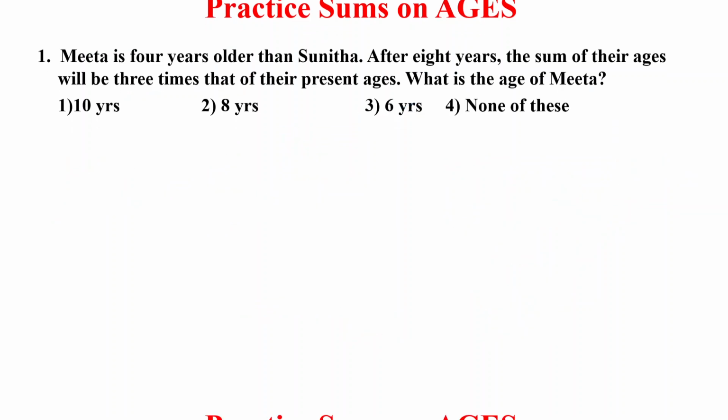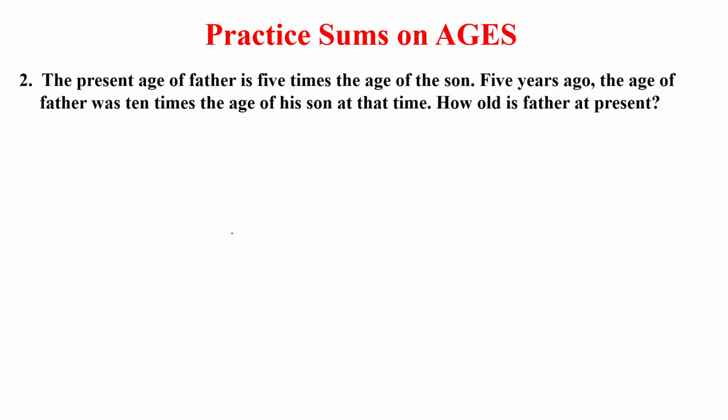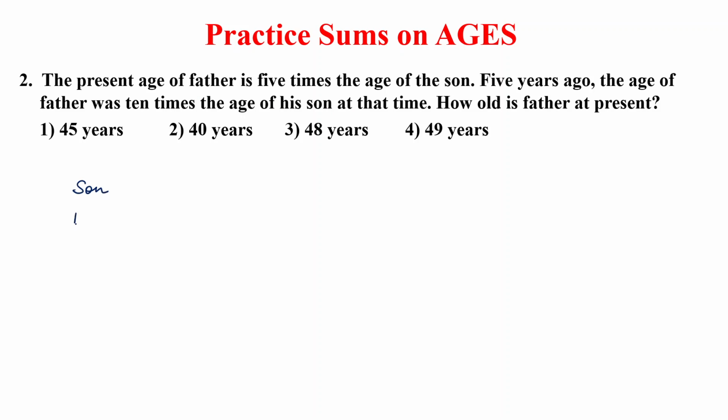Okay, question number 2. Again, practice sums on ages, and this question was asked in the aptitude question paper. Question number 2: the present age of father is 5 times the age of son. What is that? Present age. What have they given? Present age of father, right? So what I told, okay, father and son is there. So write son's age first. Why? Because addition will be there. Okay, and son and father. Write down the present age.